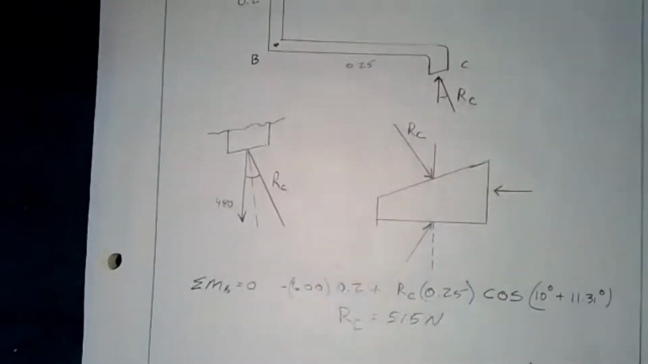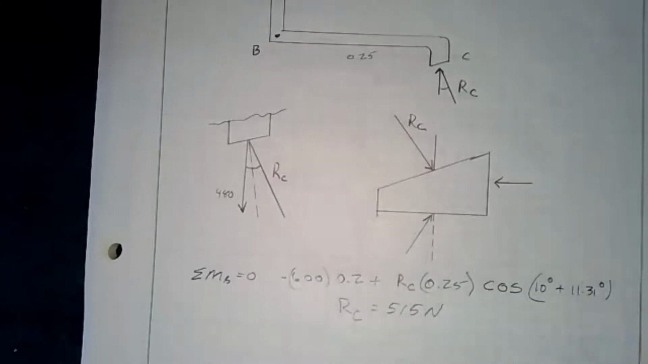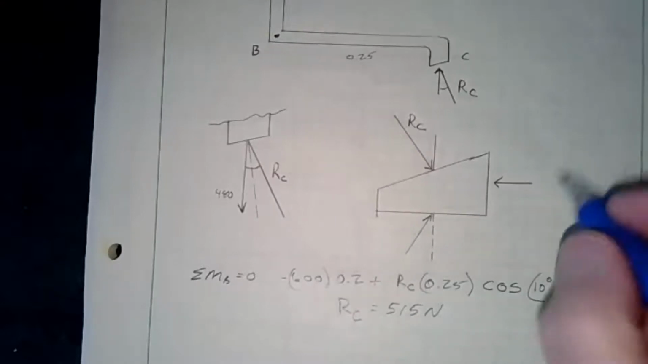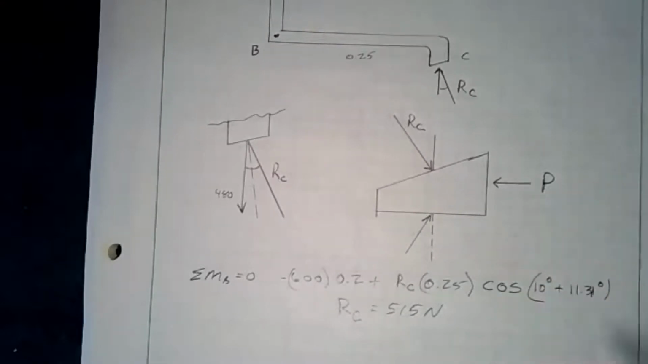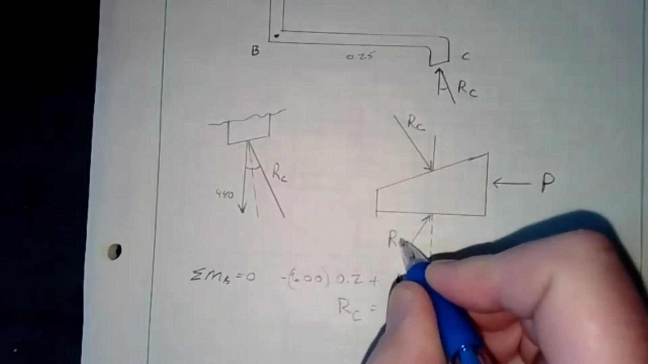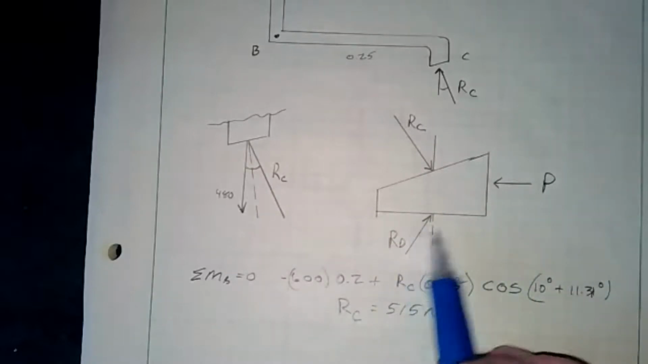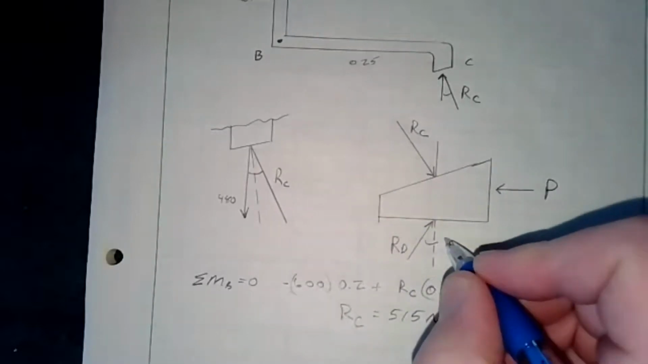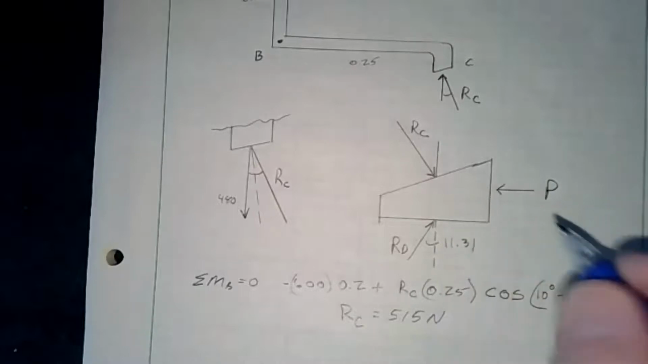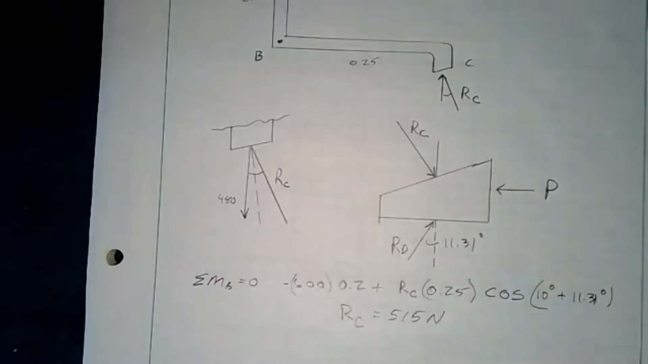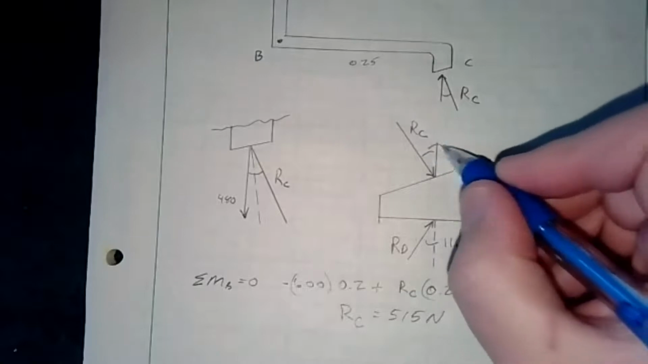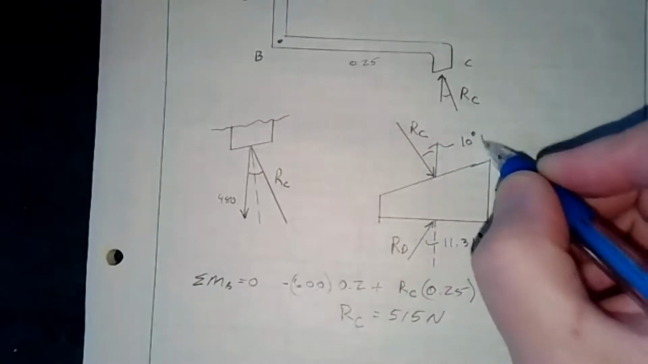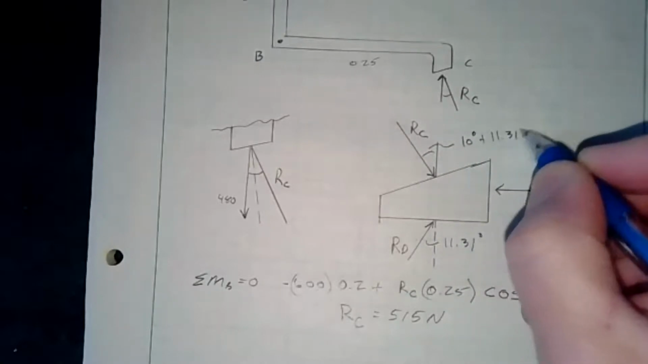All right. So now that we have that, we can pretty much solve the problem, because we're trying to find this value P. Now we also have this RD down here, which is the friction against the ground, but we really don't care about that much. That angle is going to be 11.31 because it's based just on the friction coefficient, whereas this angle up here is 10 degrees plus the friction angle.